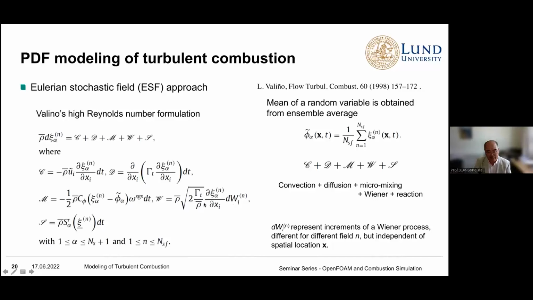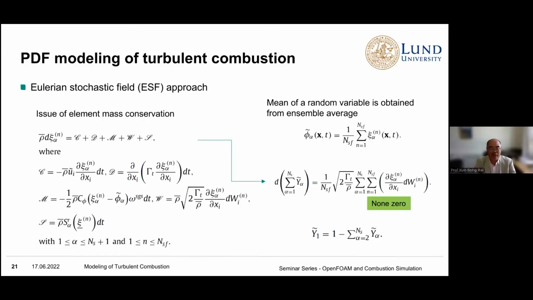So the Wiener term here includes eddy diffusivity, or total SGS diffusivity, and then a gradient of the fields, times dW_n, which represents the increment of the Wiener process. It's different for different n, but independent of spatial location. It's homogeneous in space, but not isotropic. So one can allow a different number in different directions. So remember this equation.